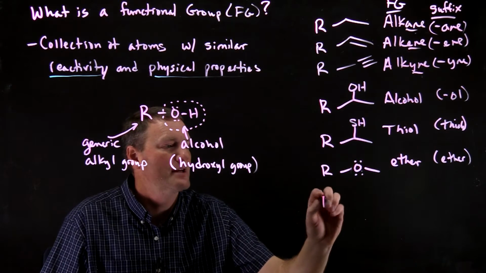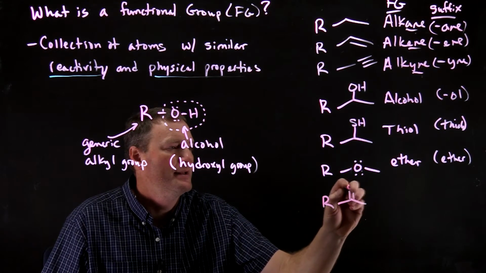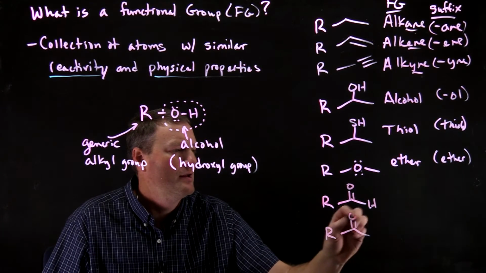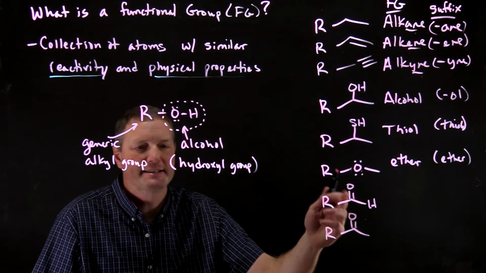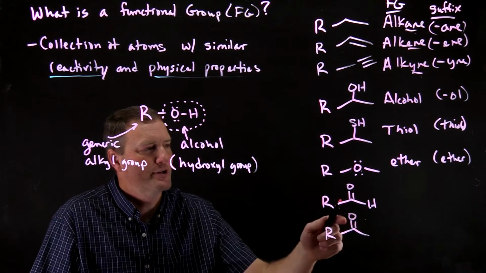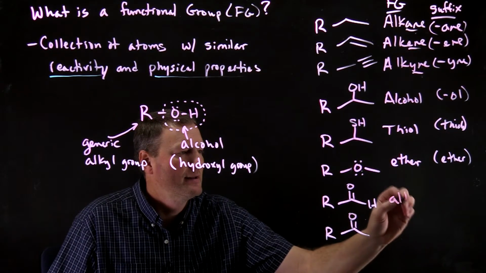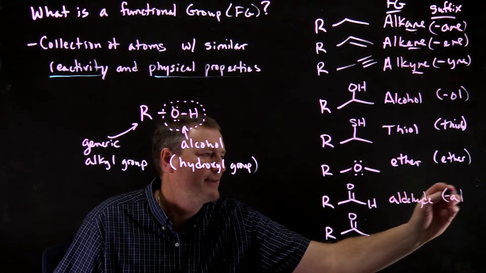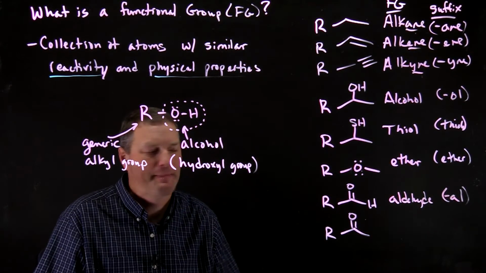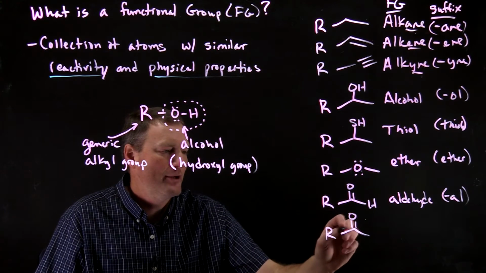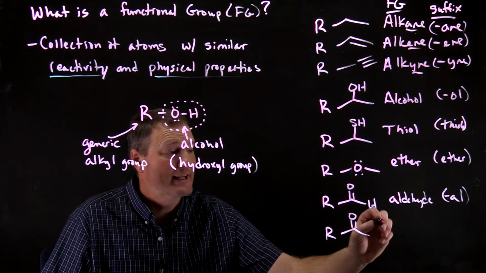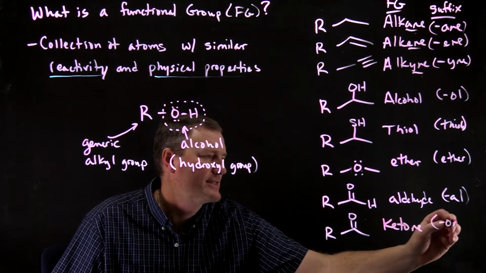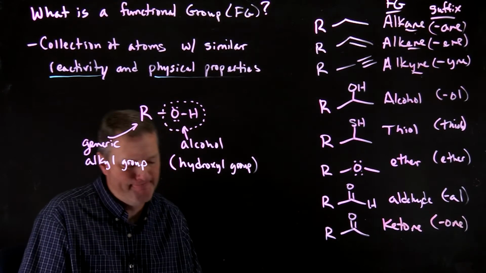We also could have some double bond oxygen compounds. Okay, this first one here has a C double bond O attached to a hydrogen. This is called an aldehyde. And it usually has the suffix al. This one that has a C double bond O, but it's attached to two carbon groups, is called a ketone. And that usually has the suffix -one, O-N-E.